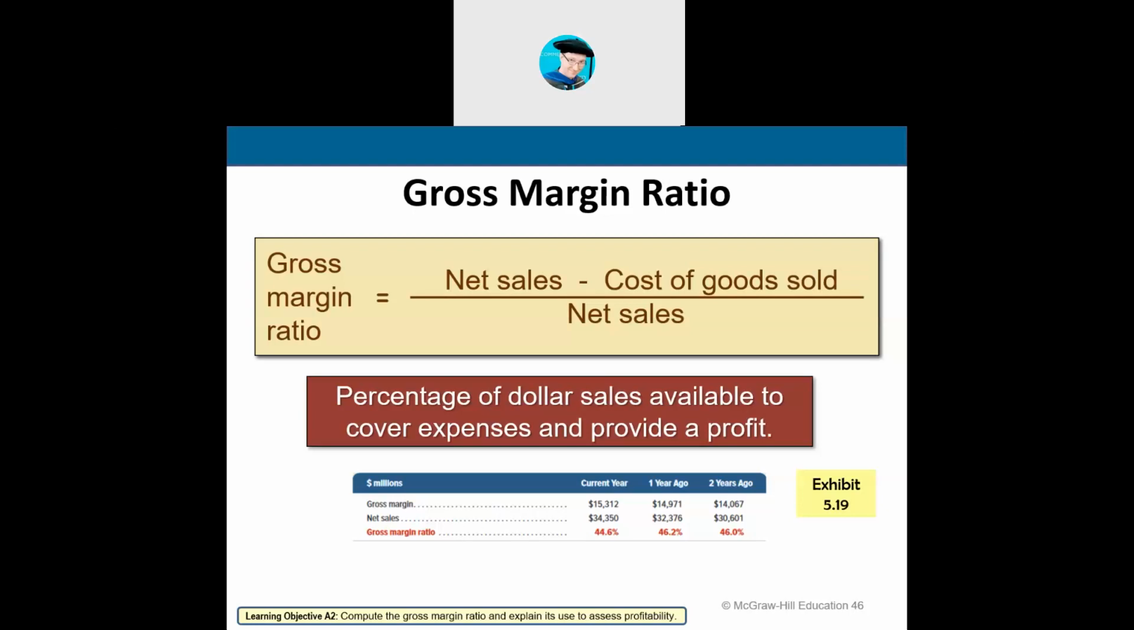To calculate this ratio, we take net sales minus cost of goods sold divided by net sales. Net sales, as you know, is at the top of the income statement. That's your sales minus your allowances and all that, which gets you to net sales. Minus cost of goods sold, which represents the cost of the inventory that you sold, divided by net sales. That tells us our gross margin ratio. Of course, the higher the ratio here, the better.